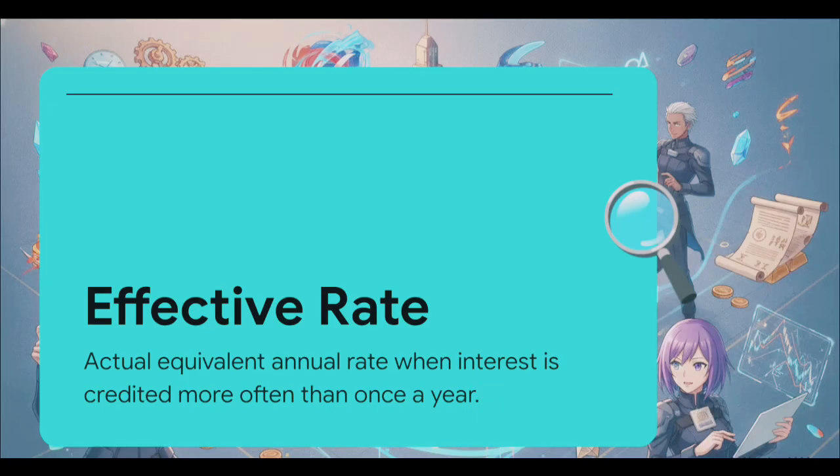Then we have the effective rate of interest. This is the actual equivalent annual rate when interest is compounded more frequently than once a year, like quarterly or monthly. I really must warn you, frequent compounding periods make loans significantly more expensive in reality than the stated nominal rate suggests, so always check the effective rate before signing anything.